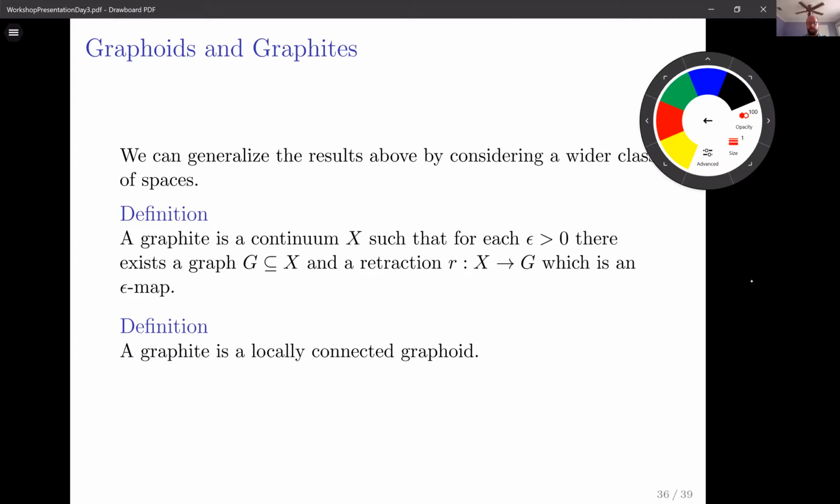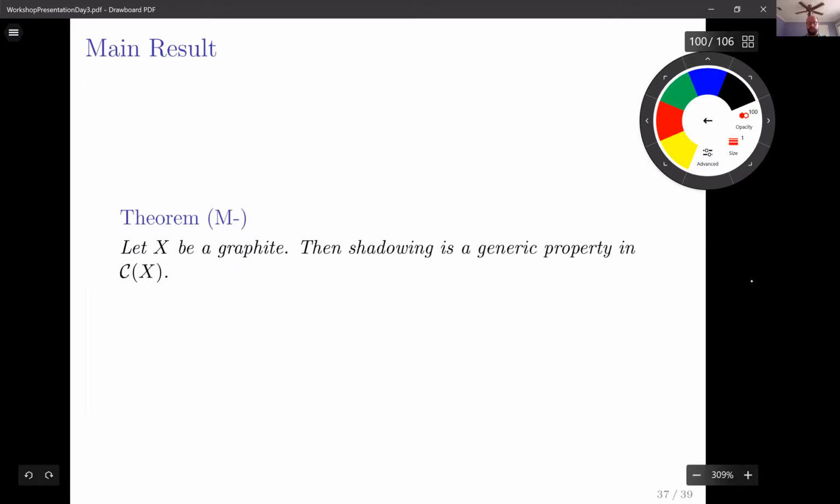With a little bit of work, we can show things like the Menger curve or the Sierpinski carpet, Sierpinski gasket, are graphites. With a little bit of extra work, we can show that the Julia set of a hyperbolic polynomial, if the Julia set is connected, is a graphite. So we see this is a significantly larger class of things. And so a theorem is that if X is a graphite, then shadowing is a generic property in C(X) and S(X). Okay. And the proof is really not so dissimilar from what we just outlined.